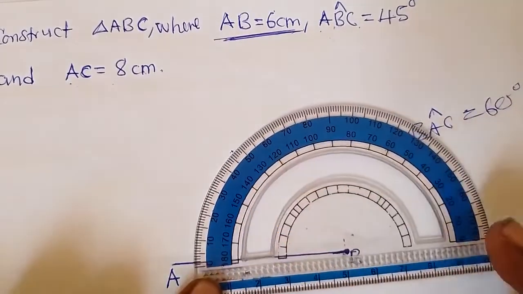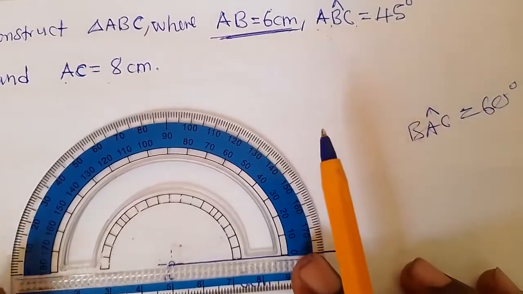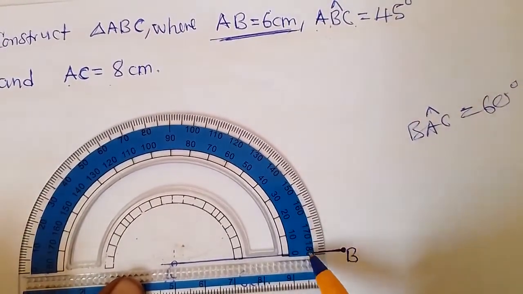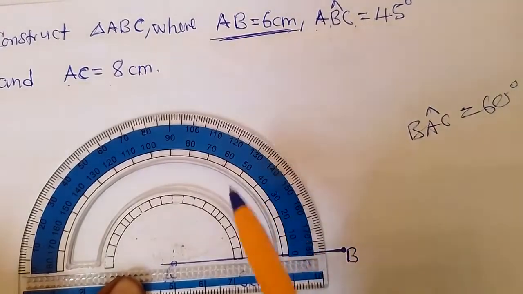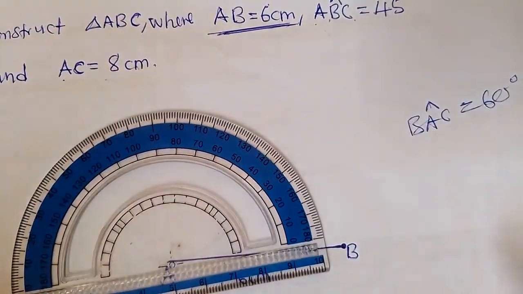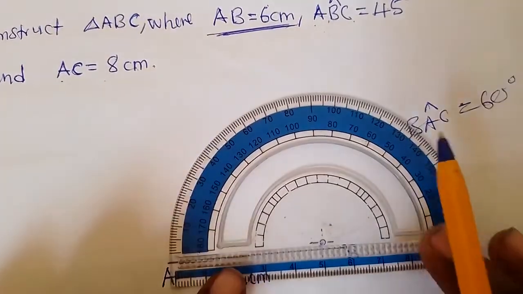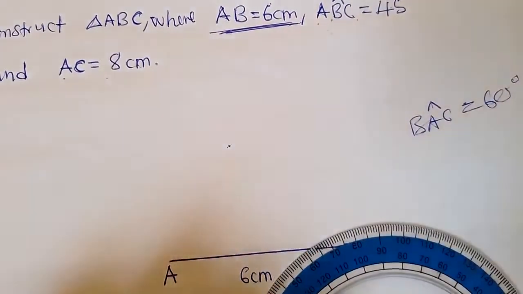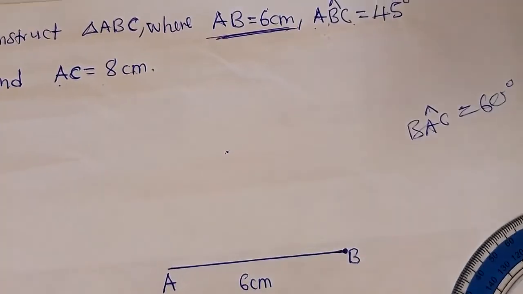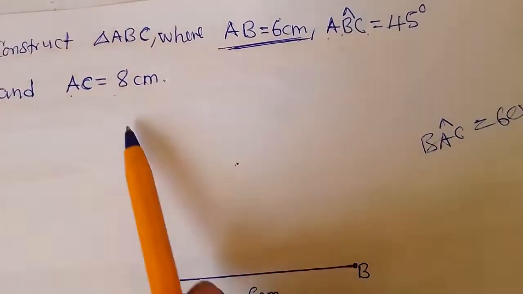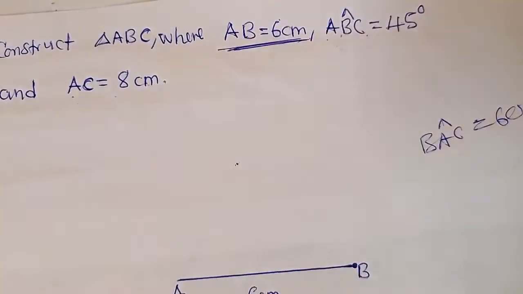Have you seen? If it is here like this, don't start from 180, which is showing here. Start from 0, 10, 20, 30, 40, until you find the degrees which you are told to find. So we are told to find 45, then we've put a point there. Just like that, you are done. Then you move to what? You go to this other one, AC. AC is what? 8 centimeters.